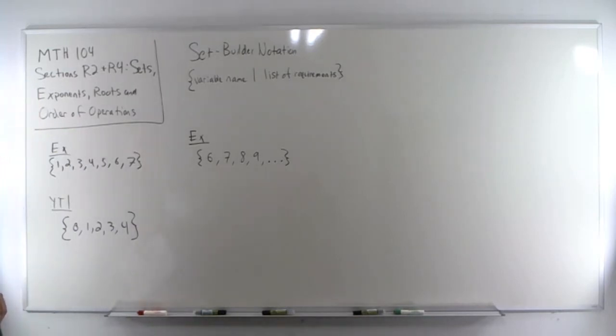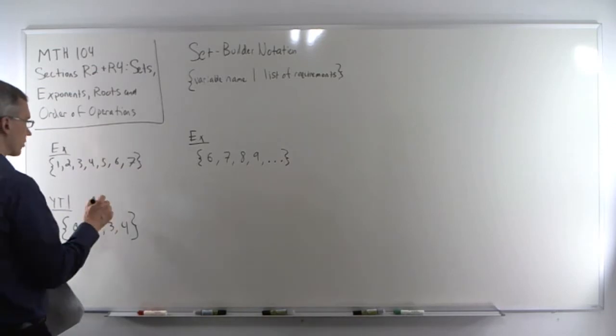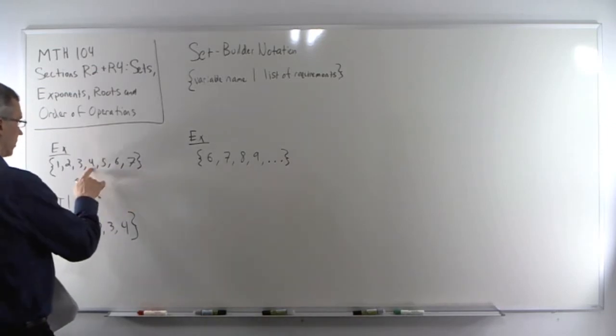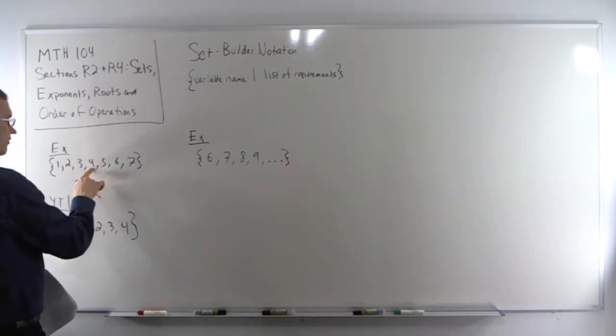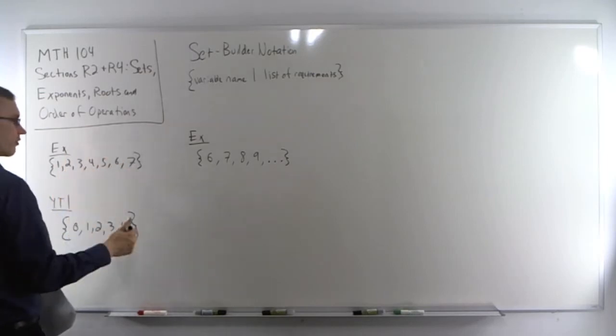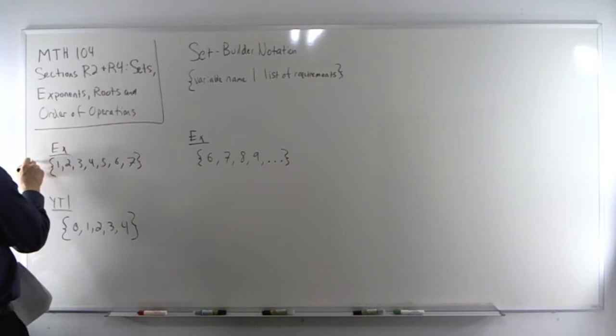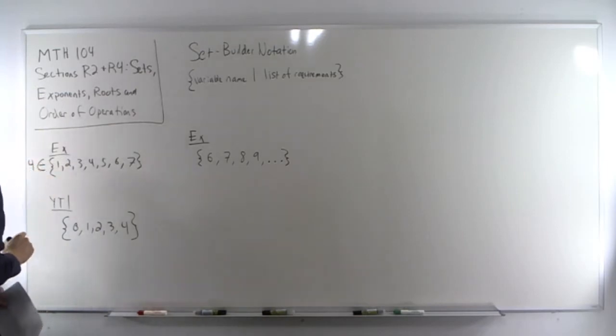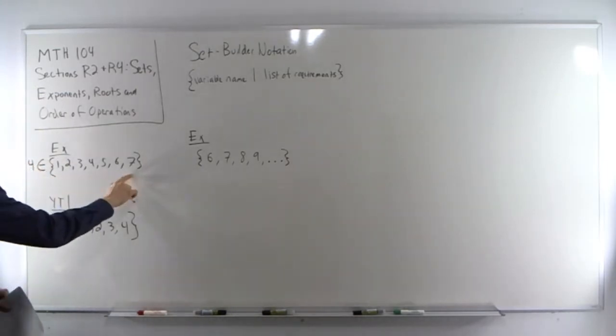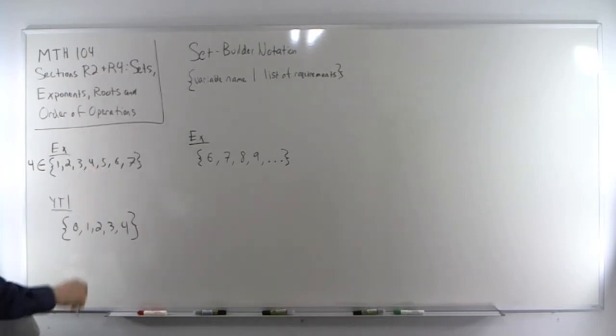Now, element is one of those vocabulary words. It means a member of the set. So let's say for this set here, I know that 4 is in the set, so 4 is an element of that set. So I could write something like 4 is an element of this set. And that's a true statement because 4 is in the set.